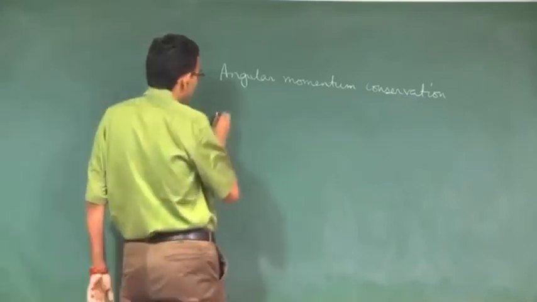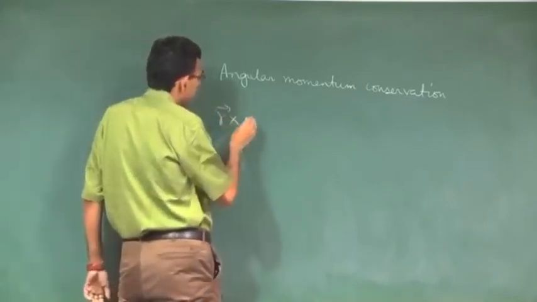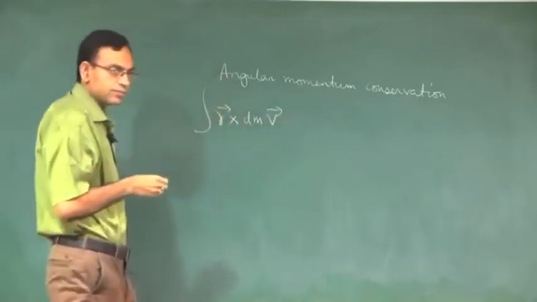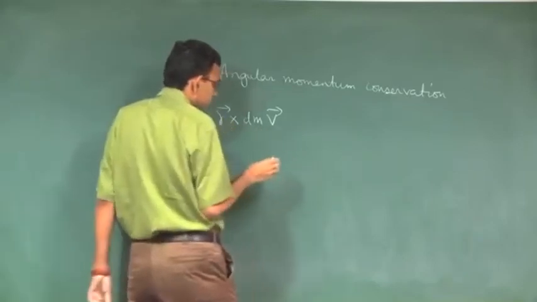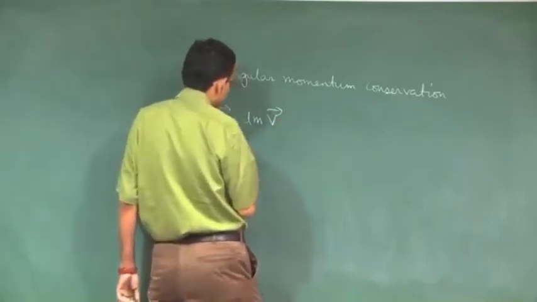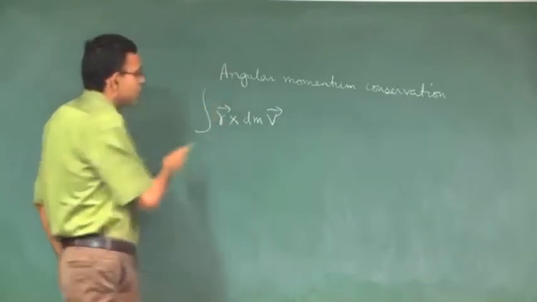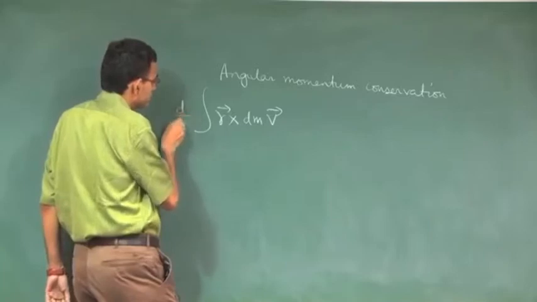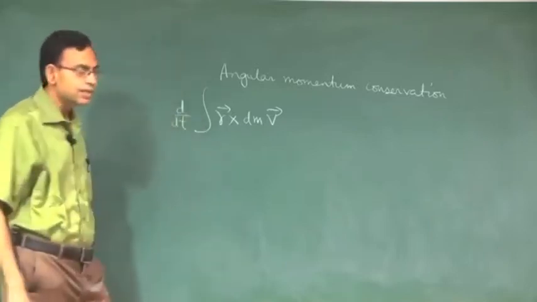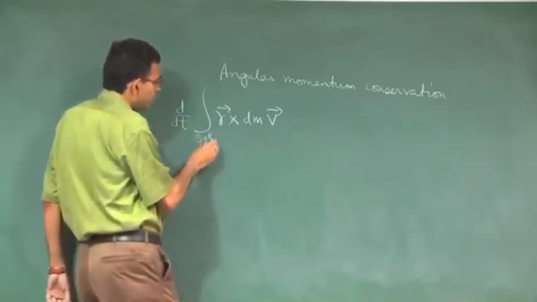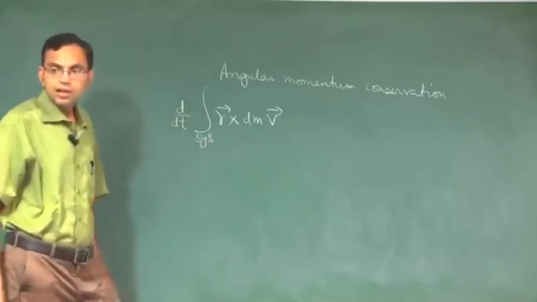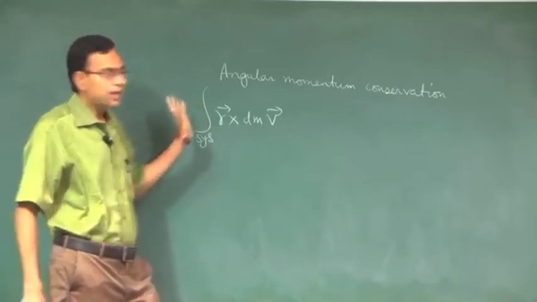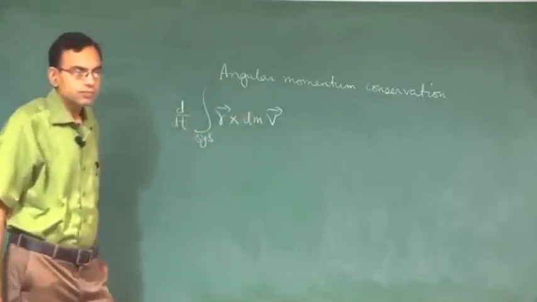So, angular momentum is nothing but the moment of linear momentum. So, the rate of change of angular momentum will be this one for the system. We have to express it in terms of the corresponding terms for the control volume.